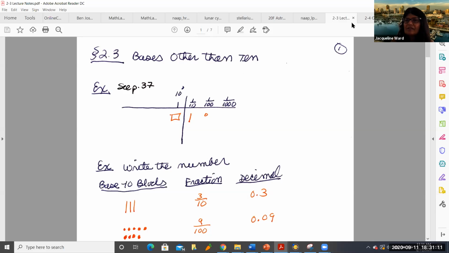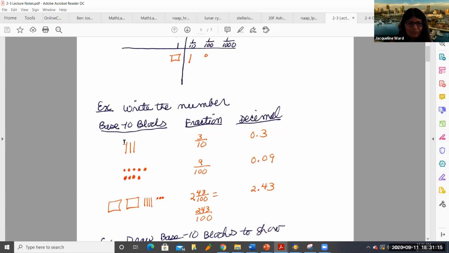And so if we do this, we could represent numbers like, you know, 3 of those longs there. Those represent tenths. So that would be 3/10 in fraction form, or in decimal form, you would have 0.3. Again, think about money, that's like 0.30 or 30 cents, right? You have 3 dimes. This number in base 10 blocks, we have 9 units, and each unit now is worth like a penny or 1/100th. So you have 9/100ths, and in decimal form, that's 0.09 or 9 cents.